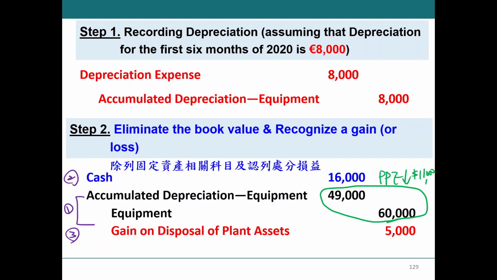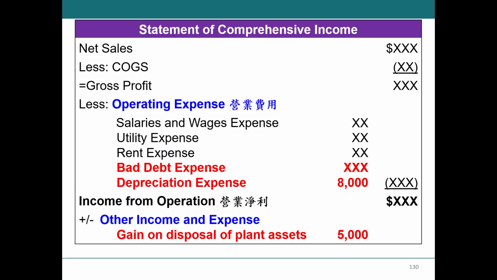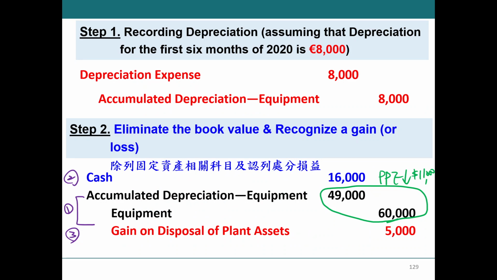For our financial statements, you have depreciation expense for this year, $8,000 from your step 1. From your step 1, this year I have 6 months more, so I have depreciation expense of $8,000 more. Also, don't forget, when you sell it, you have your gain, $5,000 from your step 2.